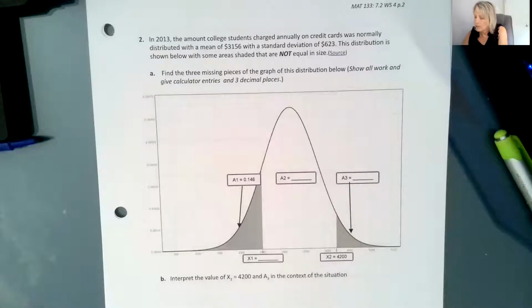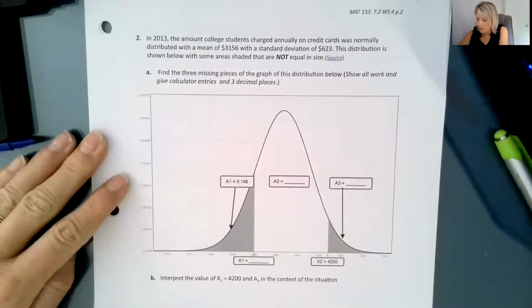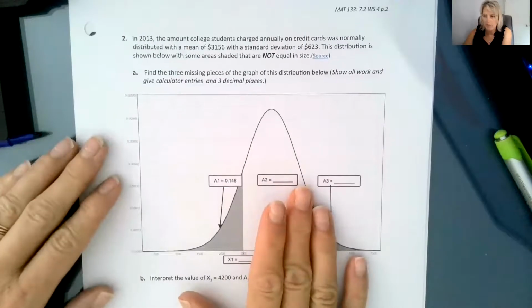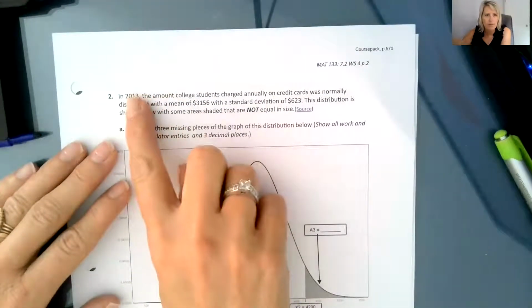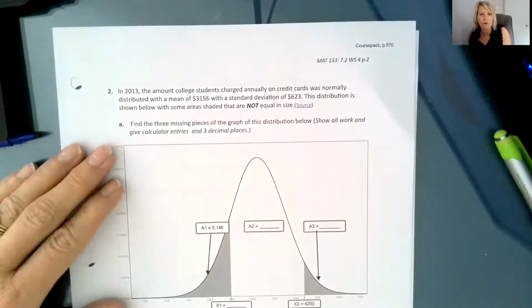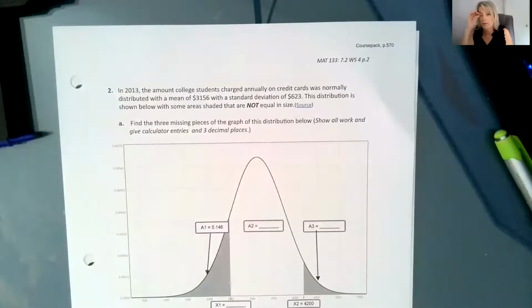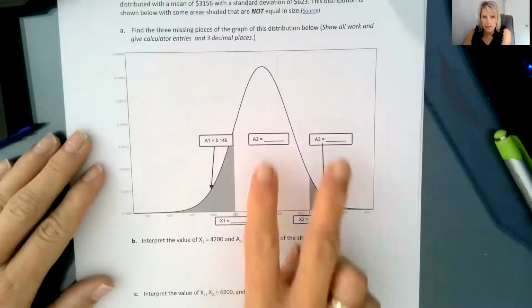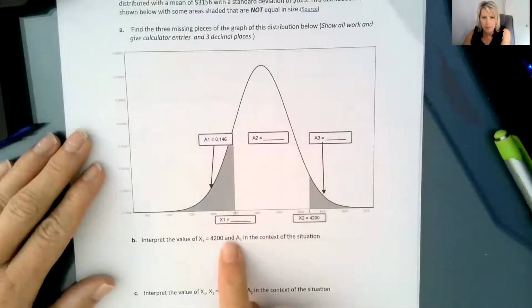And now we're going to flip the page. And question 2 is similar to the funny one in 7.1, where we didn't know all the spots, but this time we do know enough to use StatCrunch. Because it says in 2013, the amount college students charged annually on credit cards was normally distributed with a mean of 3,156 with a standard deviation of 623. This distribution is shown below with some areas shaded that are not equal in size. Find the 3 missing pieces of the graph of this distribution. So we're missing 2 areas, and then we're missing an X value.